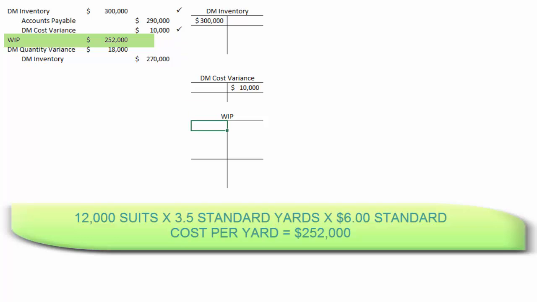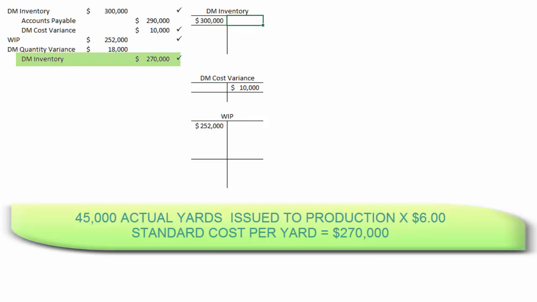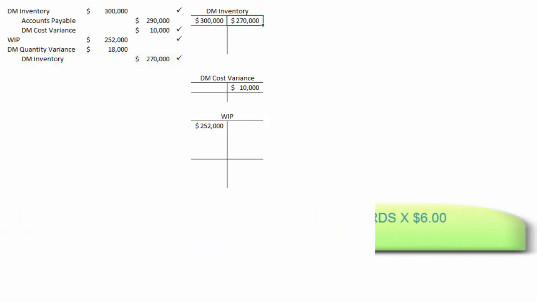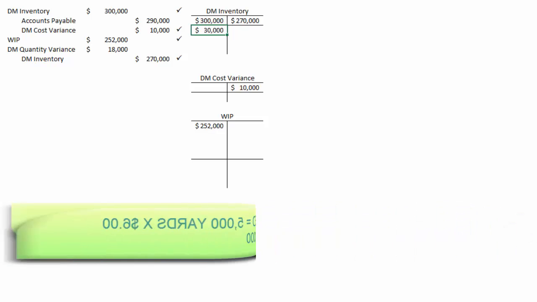So that goes into WIP, and I'm going to post that. And it came out of our direct materials inventory at a standard cost. So what we have left in direct materials inventory is 5,000 yards at a standard cost of $6 a yard.